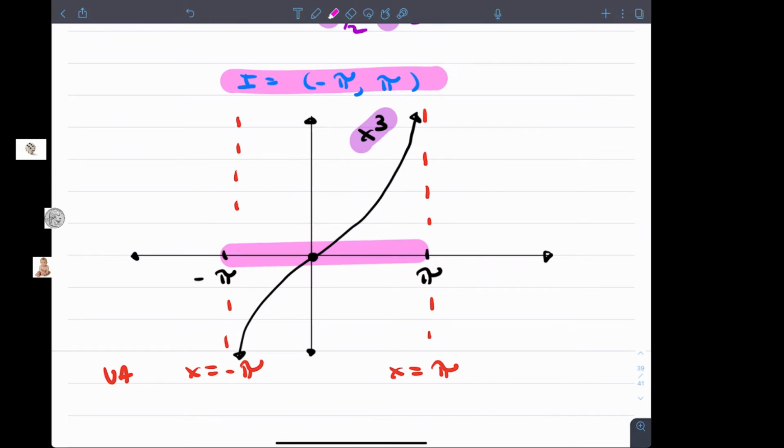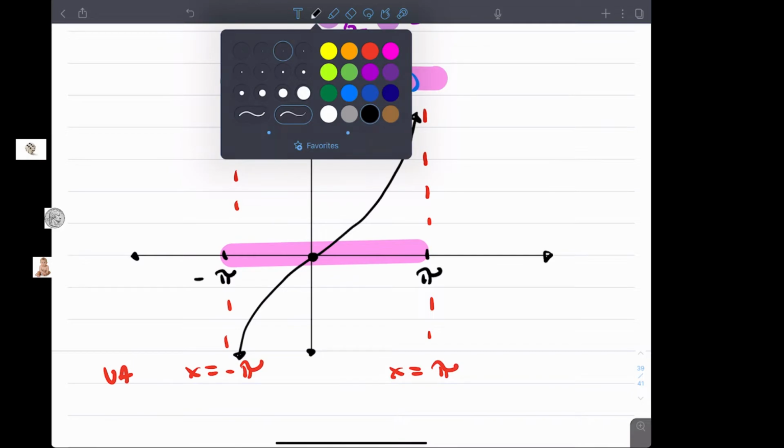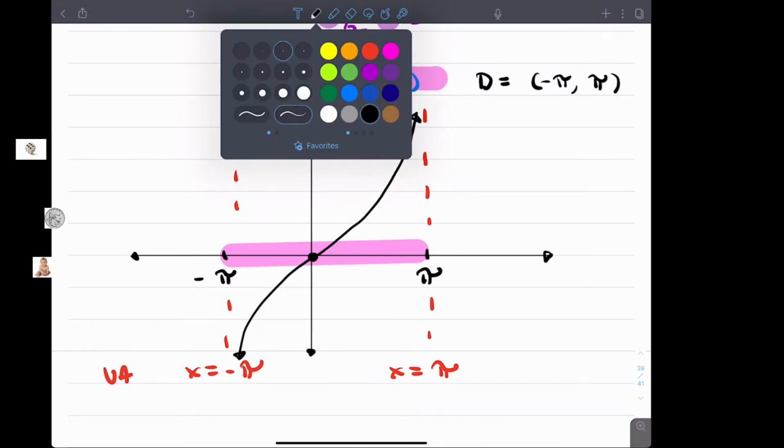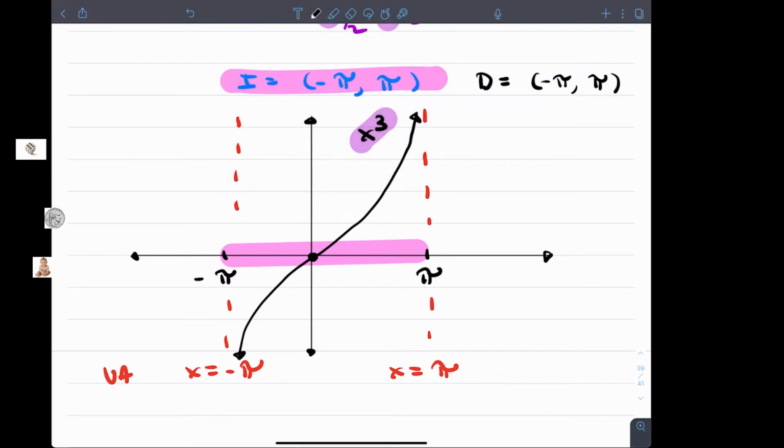Remember what we said, the restricted domain. Let's go through all the analysis. Your restricted domain is the same: negative pi to pi. This is one cycle, because tangent has infinitely many cycles. Let's see if you can figure this out. This is for the A students. What's your range, ladies and gentlemen?